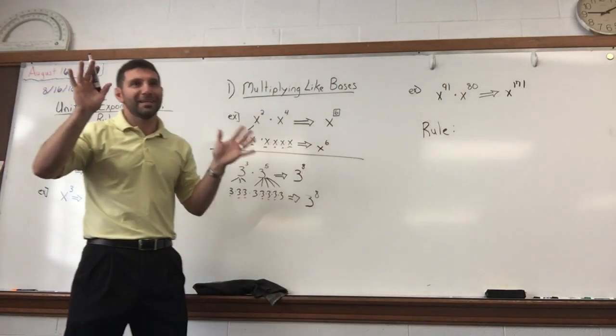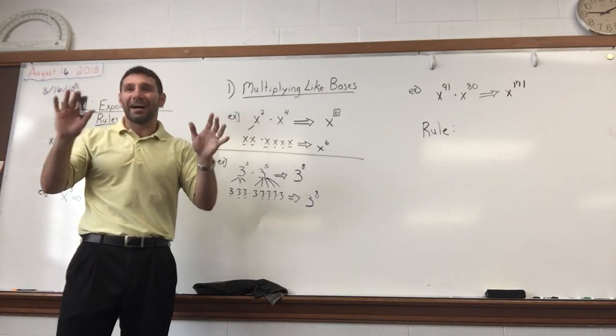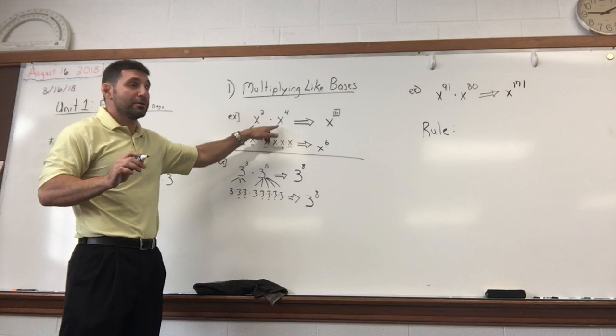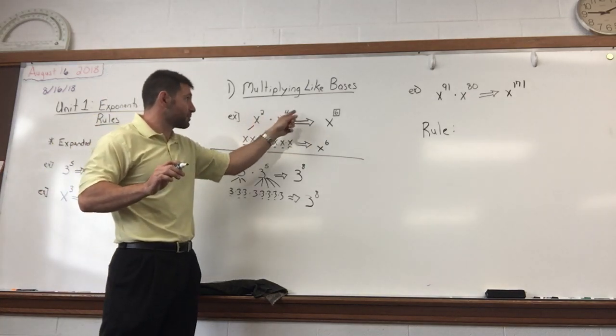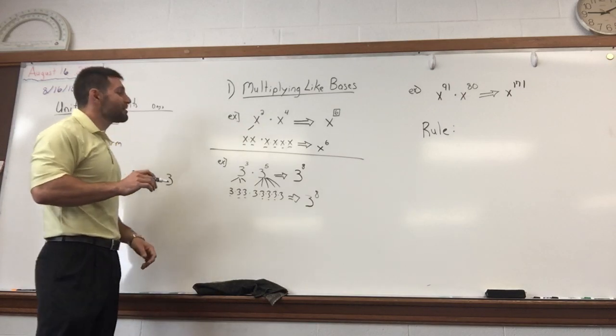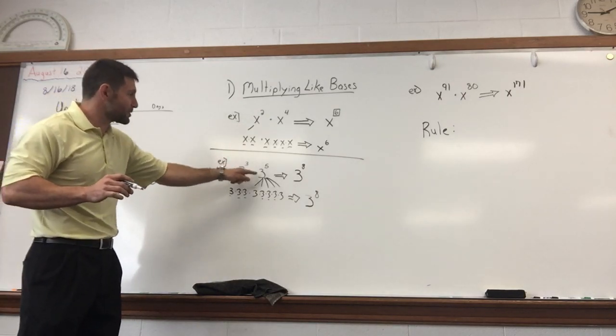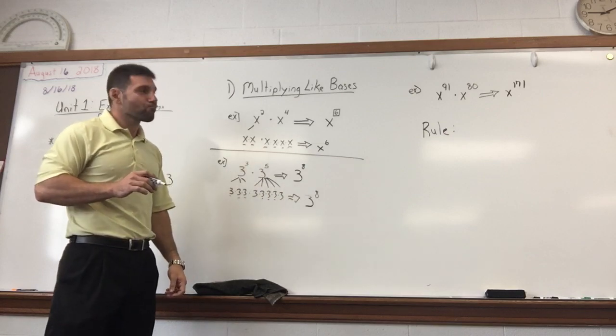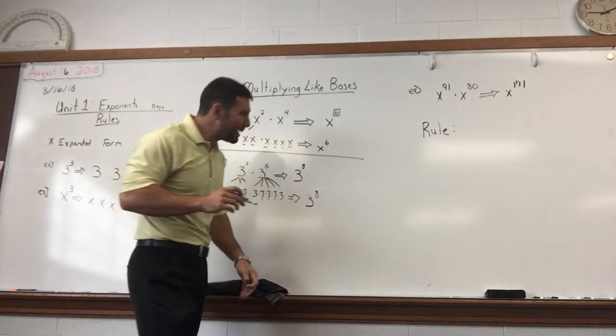Wait a minute. That seems ridiculous. Let's come here. I need to double check. X squared times x to the fourth. The base stayed the same, 2 plus 4. Okay, that's just x to the 6th. Okay. 3 to the 3rd times 3 to the 5th. Well, there's 3 to the 8th. Okay, I can buy that.